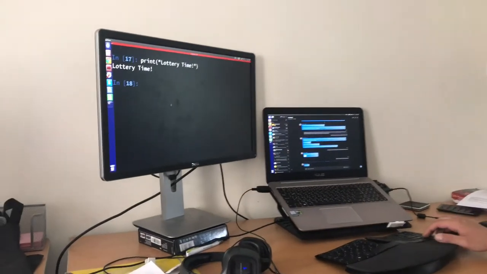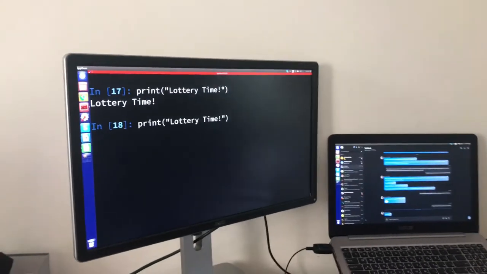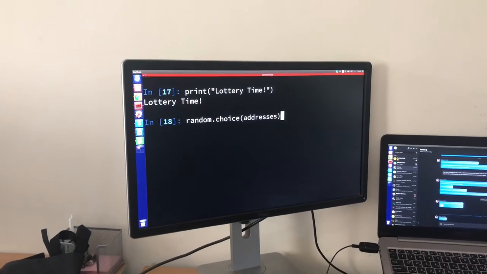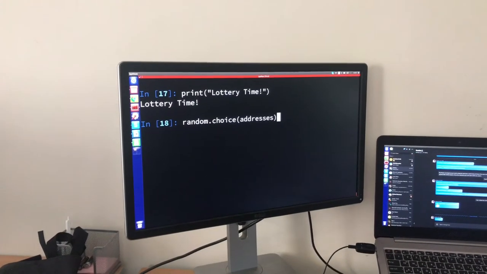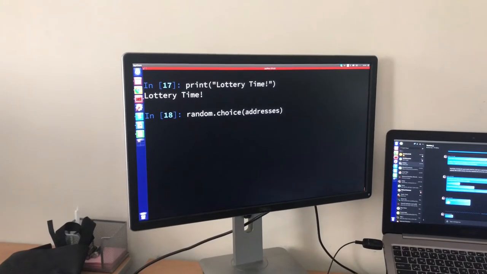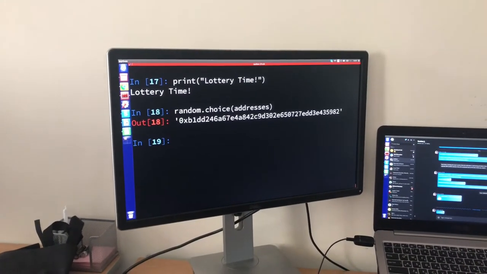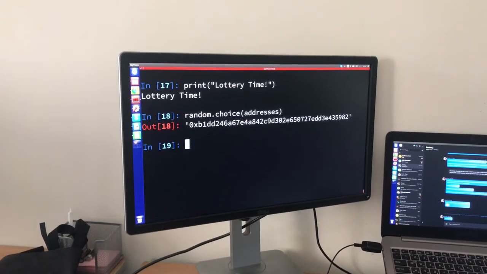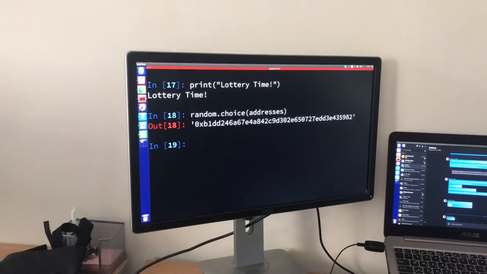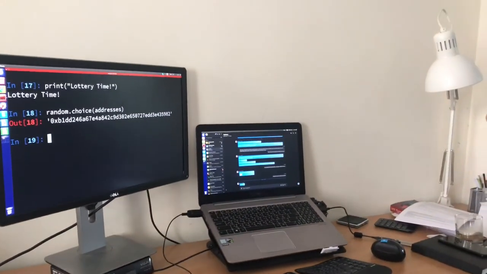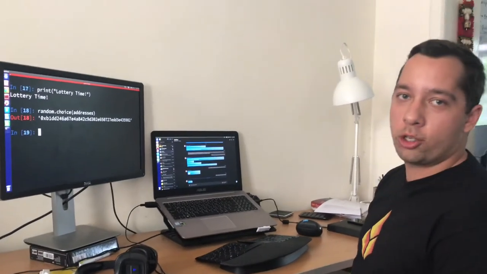So it's lottery time. As you see, we're going to make a random choice of all the addresses that participated in the first day of the crowd sale, and the winner is this address, 0xb1dd. So anyone who has their address starting with these numbers and ending with 35982, congratulations.